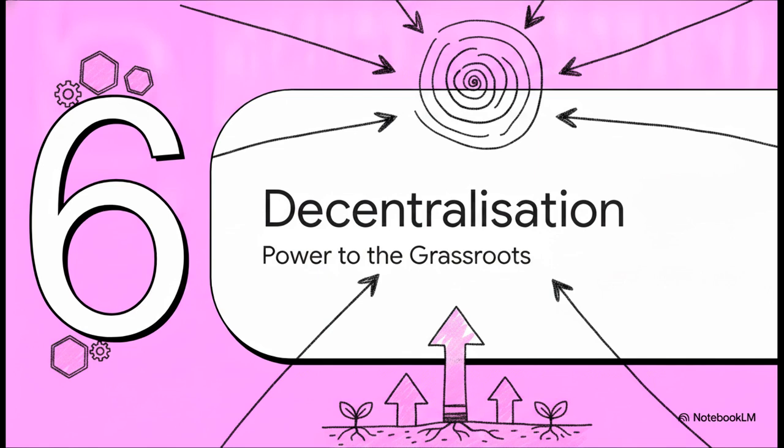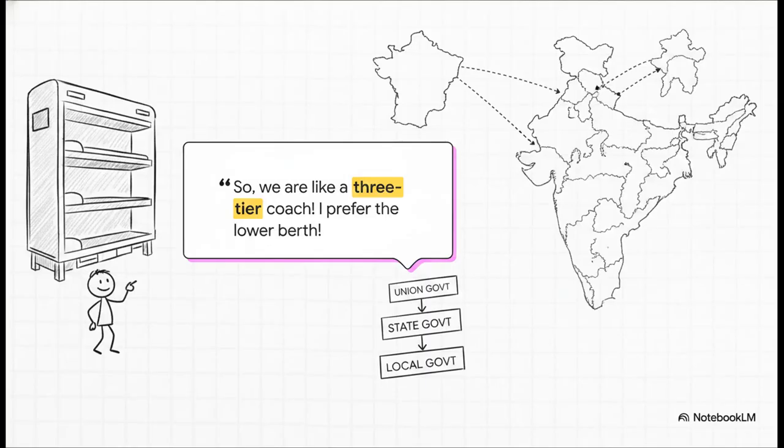Finally, Section 6. Decentralization and Panchayati Raj. Taking power straight to the grassroots. I absolutely love this fun analogy from the textbook. We are like a three-tier coach in a train. I always prefer the lower berth. It perfectly captures the staggering reality of India's size.